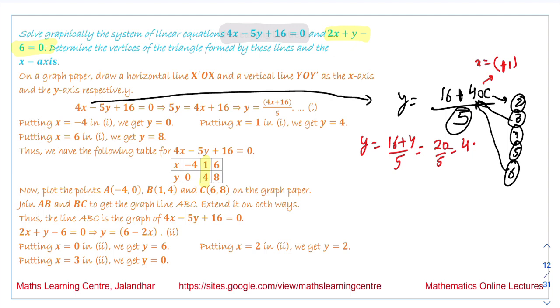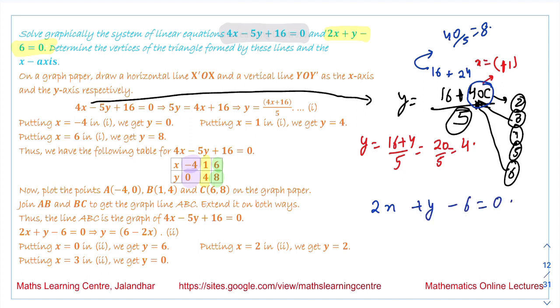When we multiplied with 6, this value becomes 24, and it is plus 16, and the answer that you will get is 40 by 5, that is equal to 8. So for x is equal to 6, we get y is equal to 8. And similarly, we can substitute the value x is equal to -4 and we will get y is equal to 0.